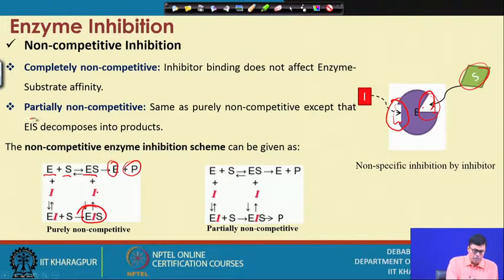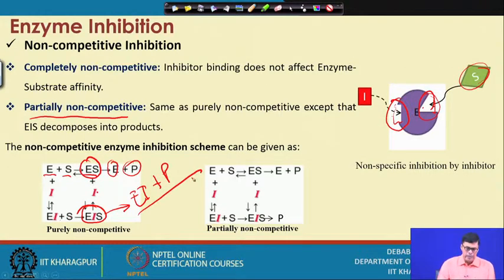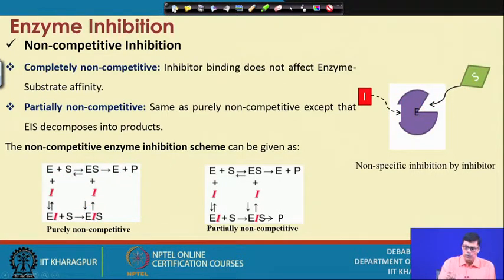Now, here there is also a term called partially non-competitive inhibition. What do you mean by that? In the normal case, the ES complex gives enzyme and product, am I right? But in partially non-competitive inhibition, product formation also takes place from the trimolecular complex. Then we call it partially non-competitive inhibition.